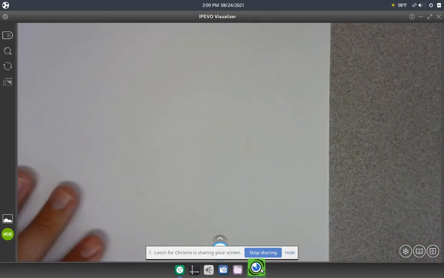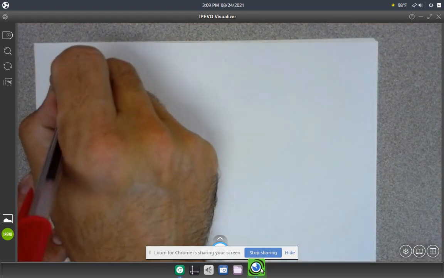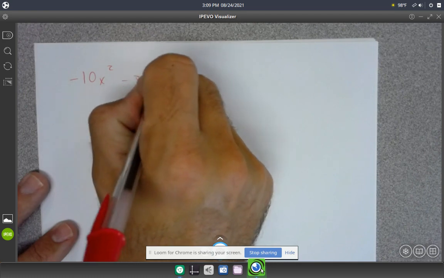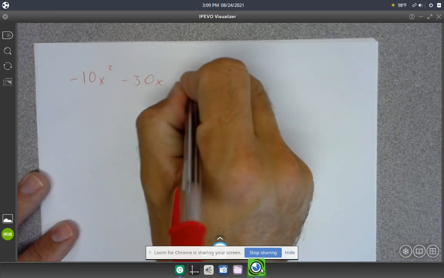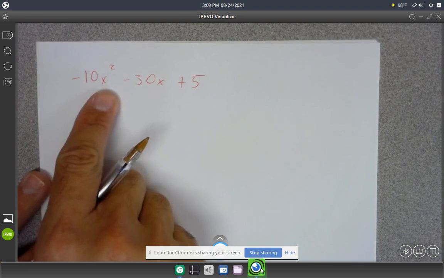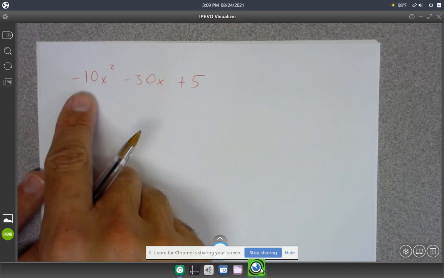All right, I want to look at factoring when the leading term is negative. So I got negative 10x squared minus 30x plus 5. And here, my biggest exponent term is negative, and I don't like to leave stuff like that when it comes to factoring.